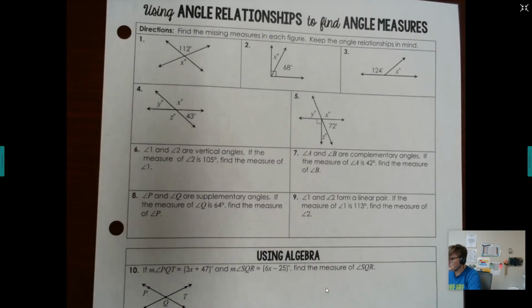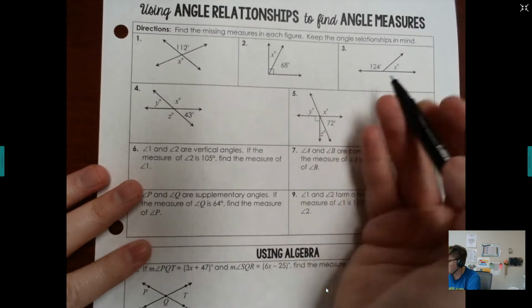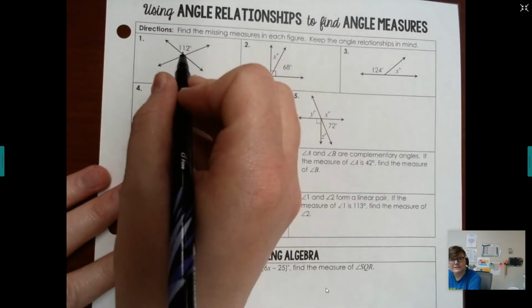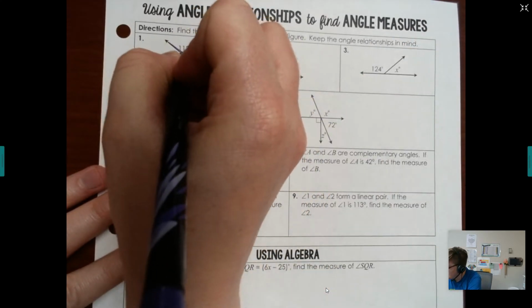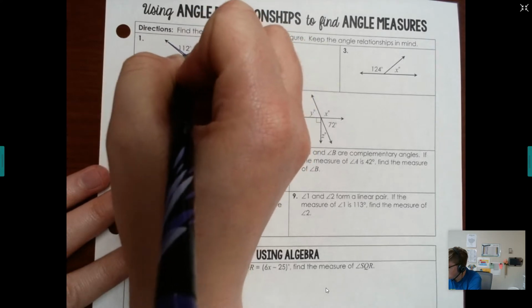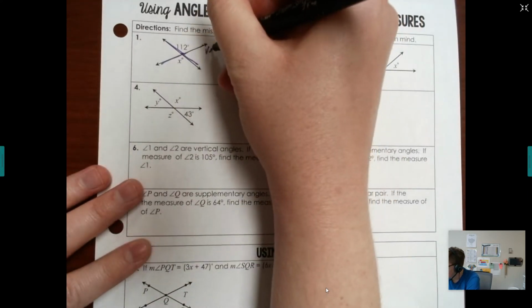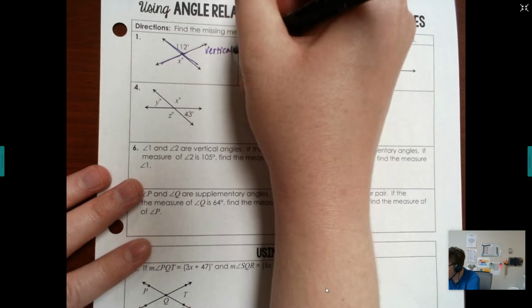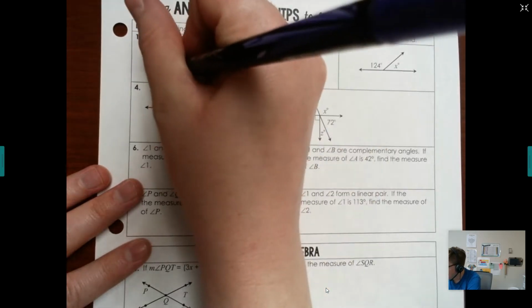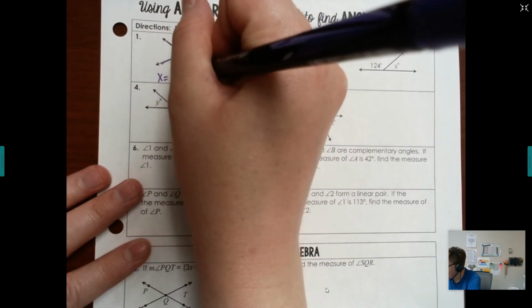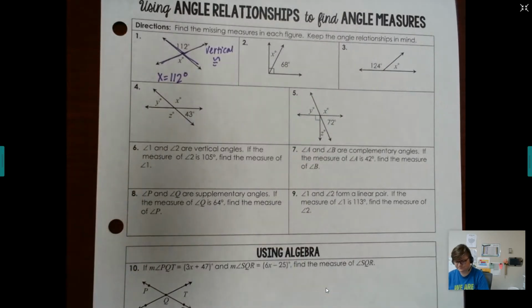So find the missing measures in each figure. Keep the angle relationships in mind. We see here we have this angle is 112 degrees and this angle is vertical to it. So vertical angles are congruent and x equals 112 degrees.